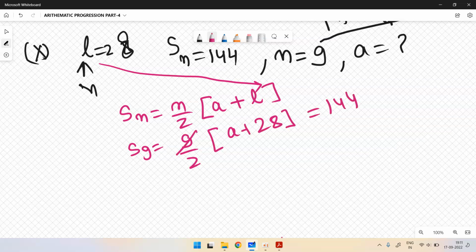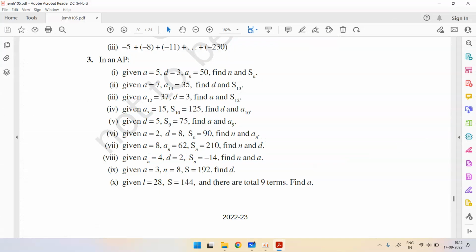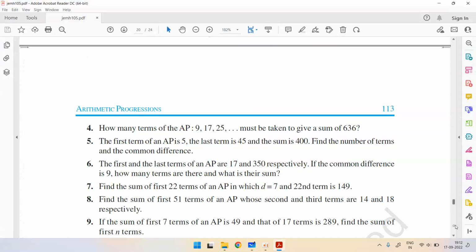So you divide, 9 in the 9, 54. 9 sixes are 54, and 16 into 32. So 8 plus 28 is equal to 32. So the value of A is 4. Directly, so this is the answer.